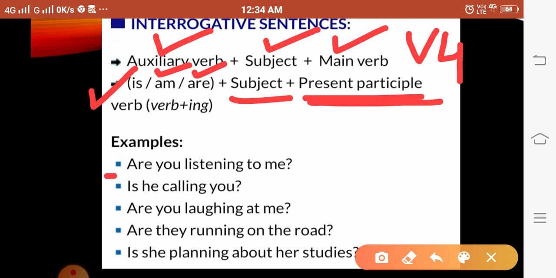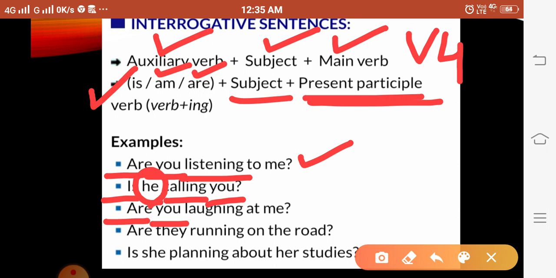Let's see the examples. Are is our auxiliary verb, you is our subject, listening is our verb. This is our example of an interrogative sentence of present continuous tense. In the next sentence, is he calling you? We have used is here because our subject is singular. Then calling is the fourth form of the verb, and then you. Are you laughing at me? Are is the plural auxiliary verb, you is the subject, laughing is the present participle form of the verb, at me. So this sentence is written in the interrogative form of present continuous tense.